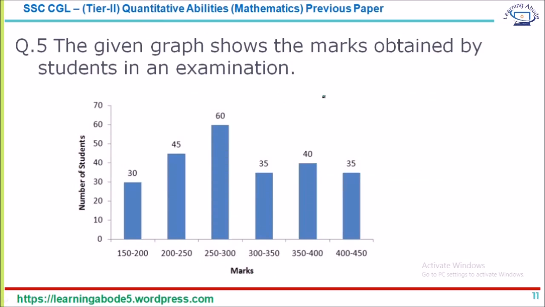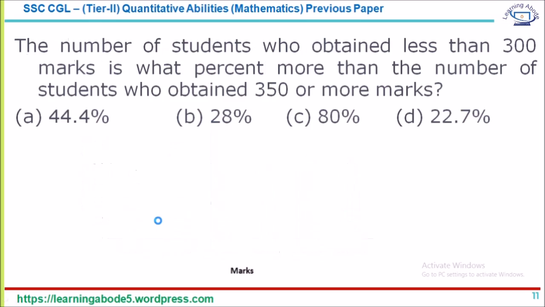Now the fifth question is a data interpretation based question, a very simple one. Now the given graph shows the marks obtained by students in an examination. So for example, 150 to 200, there are 30 students, okay, 200 to 250, there are 45 students and so on. Now let's look at the question.